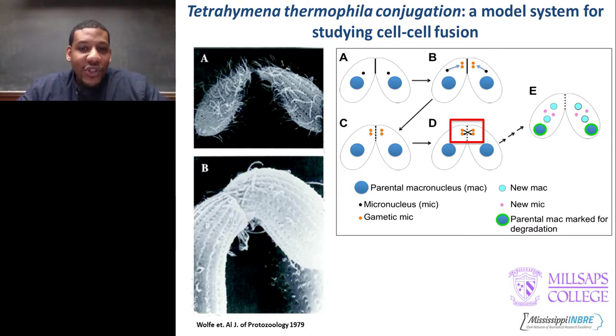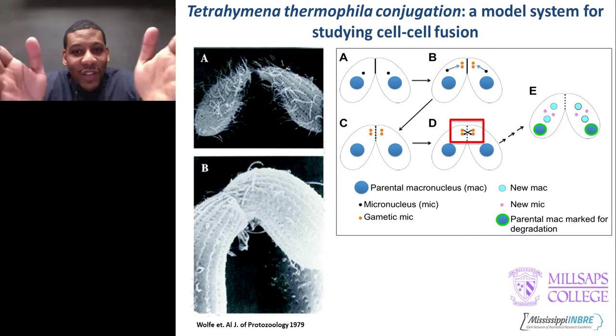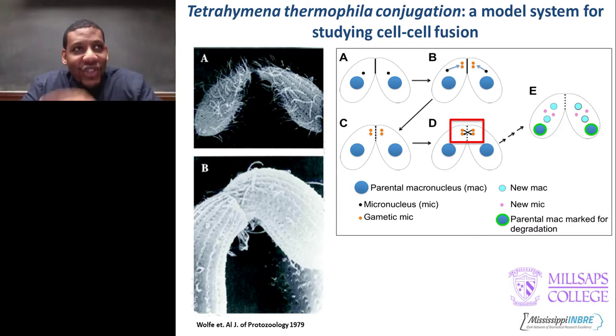So essentially what's happening at the junction between those two cells is a bunch of membrane fusion and then the expansion of pores that facilitate the exchange of those micronuclei. And so we think we can use the fusion events at the conjugation junction, at the junction between those mating types, to get at that question of how lipids are regulating cell-cell fusion.